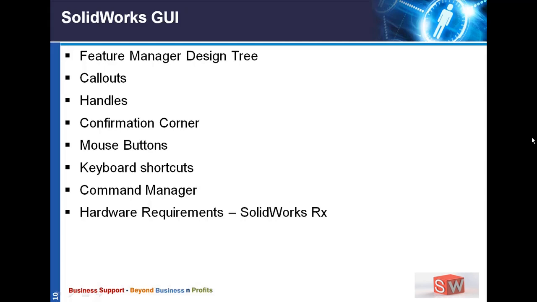To start with, I would like to show you the feature manager tree, which has the history of the whole model, callouts and handles, which make our job easier, the confirmation corner to complete any task, using mouse buttons, reducing the mouse travel, and different keyboard shortcuts that reduce the time taken to create the product, and a centralized command manager where all the commands can be retrieved.